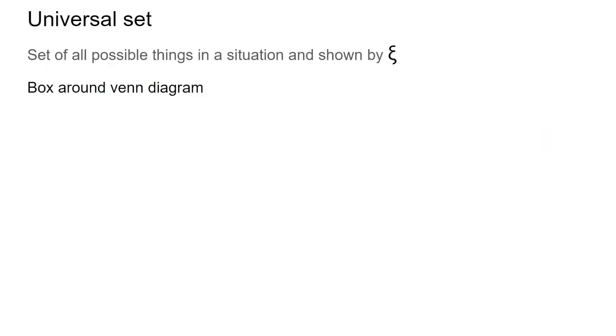The universal set is a set of all possible things in a situation or a problem or question. Because you can't have everything possible in a question, because then that might not be useful. So they just have a universal set, which is all that can be. It's kind of hard to understand, but if you have a Venn diagram, basically.